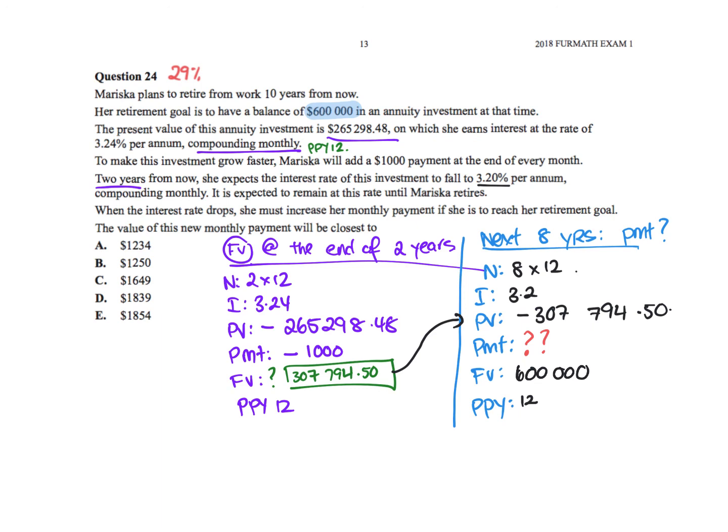So when I did that, I get negative 1854.05. So that would be what she has to pay in if she wants to retire with 600,000. So you can see that is answer E.